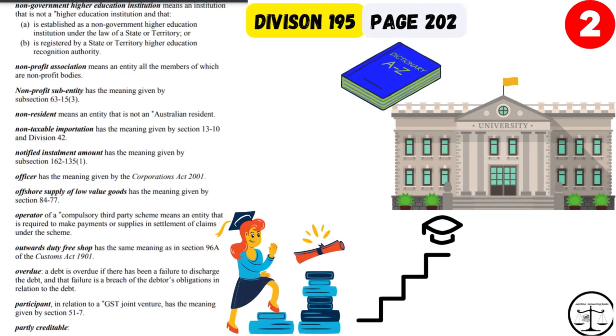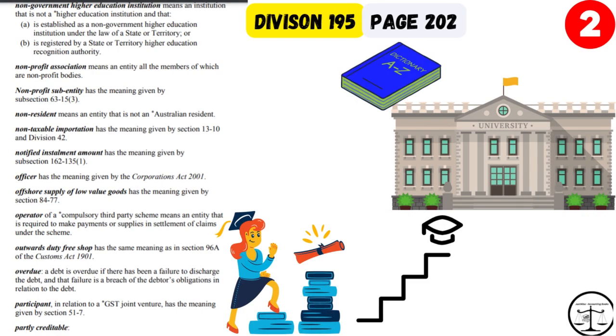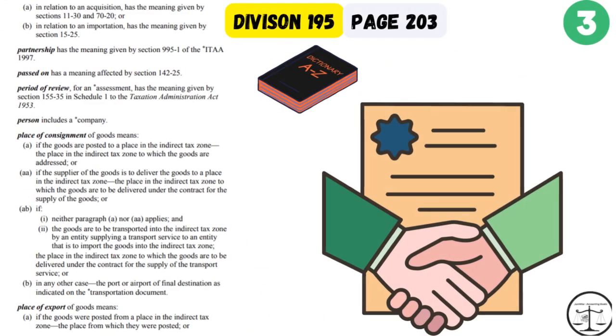Next page. That is page number 202, word number 11. Non-government higher education institution. 12. Non-profit association. 13. Non-profit subentity. 14. Non-resident. 15. Non-taxable importation. 16. Notified installment amount. 17. Officer. 18. Offshore supply of low-value goods. 19. Operator. 20. Outwards duty-free shop. 21. Overdue. 22. Participant. 23. Partly creditable.